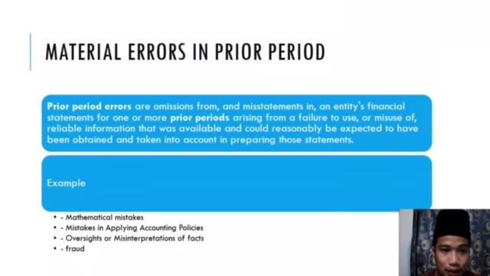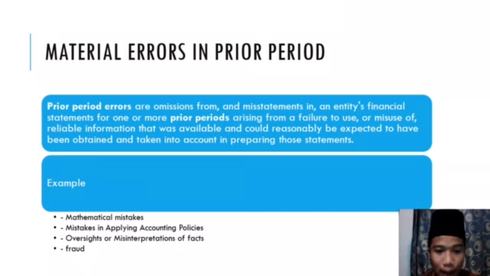The next one is material errors in prior period. What is the meaning? Prior period errors are omissions from and misstatements in an entity's financial statements for one or more prior periods arising from a failure to use, or misuse of, reliable information that was available and could reasonably be expected to have been obtained and taken into account in preparing those statements. For example, first, mathematical mistakes.